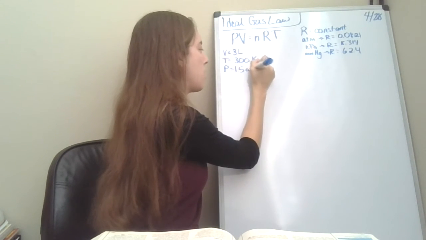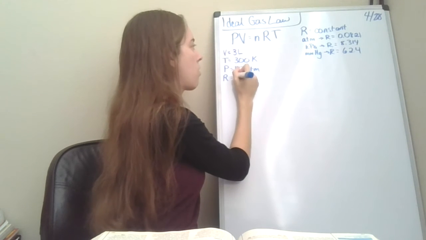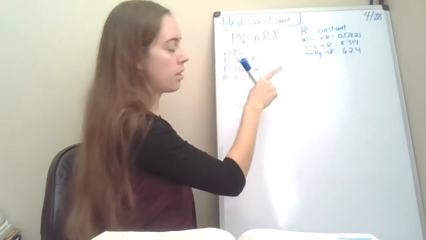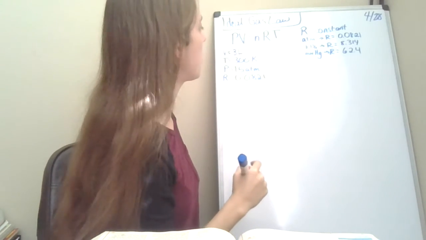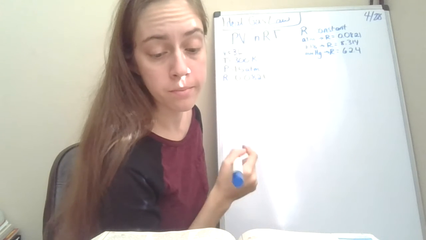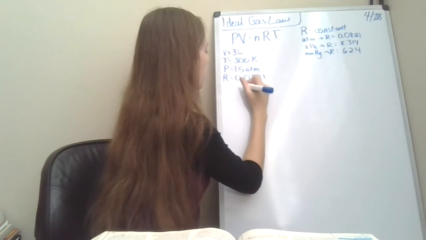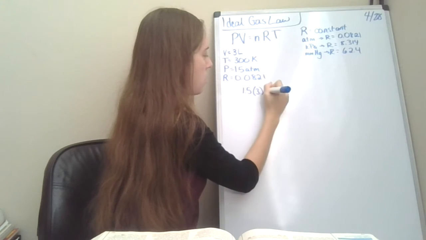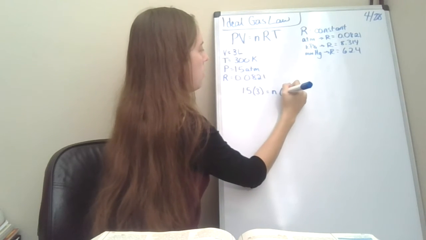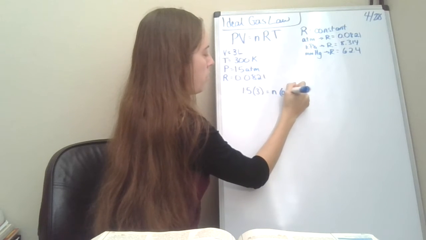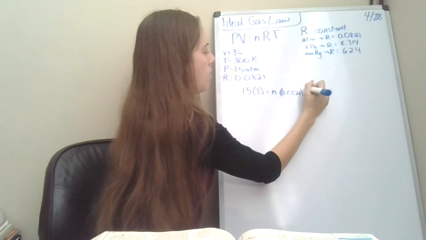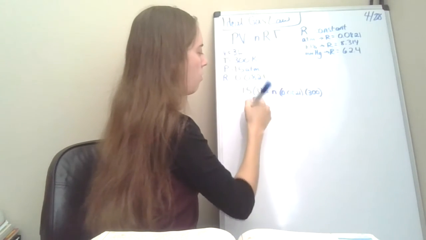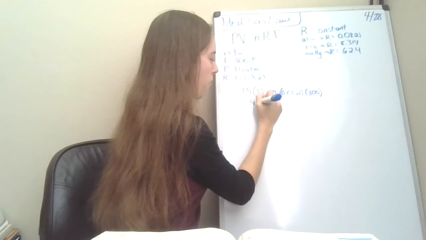Since we're using atm, we know that our R is going to be equal to 0.0821. So we've written all of these things down, and we want to know n. Let's plug it in. We've got pressure, 1.5, times volume, 3, equals n times R, 0.0821, times T, 300. Let's simplify. 1.5 times 3 equals 4.5.